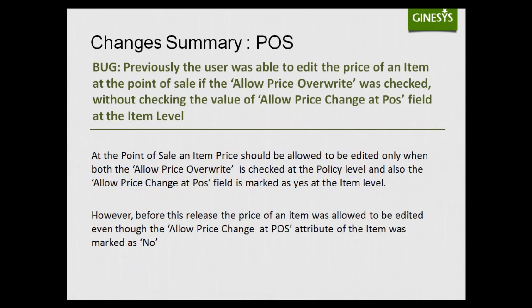So at the point of sale, an item price should be allowed to be edited only when both the allow price override is checked at the policy level and also the allow price change at POS field is marked as yes at the item level. However, before this release, the price of an item was allowed to be edited even though the allow price change at POS attribute of the item was marked as no. So let's look at how these changes have been implemented.